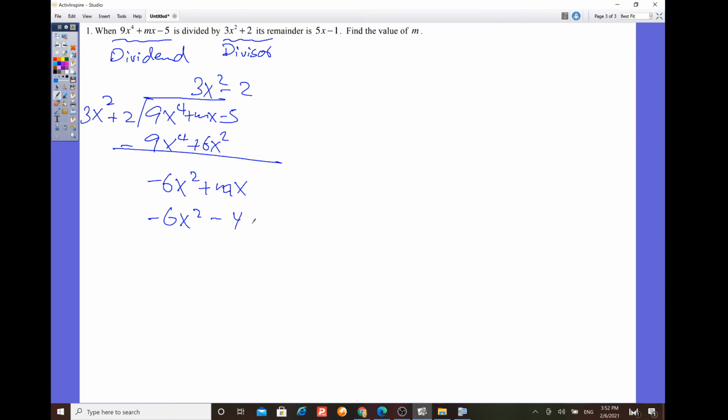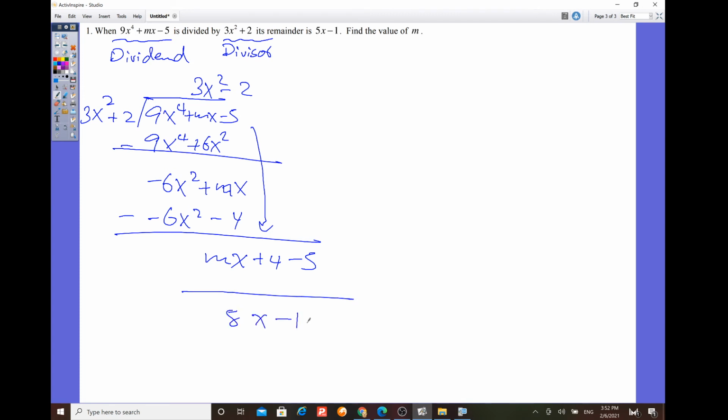Okay, so what we got here, it's what? mx minus negative 4, so plus 4. What about the constant negative 5? Just drop it down all the way through, minus 5. And we do know that the final remainder is considered 5x minus 1. Okay, so check it out. So 5x minus 1 would be the final remainder.